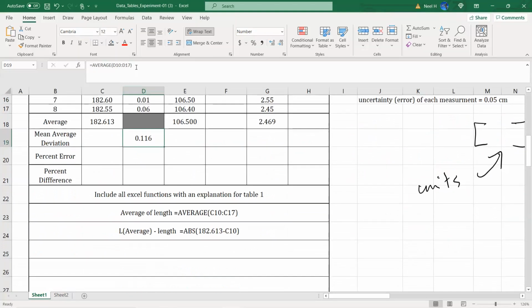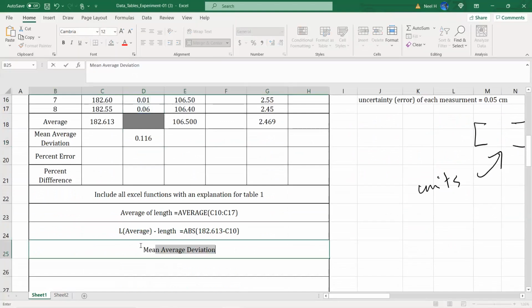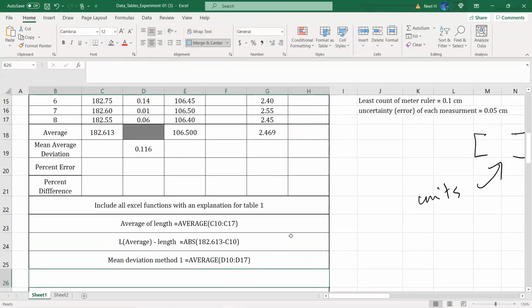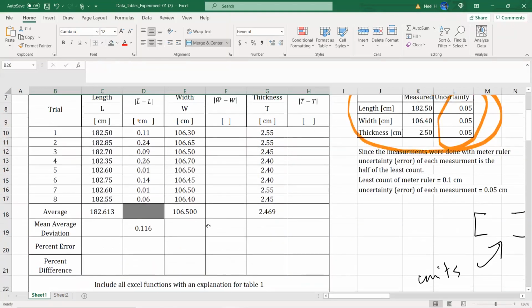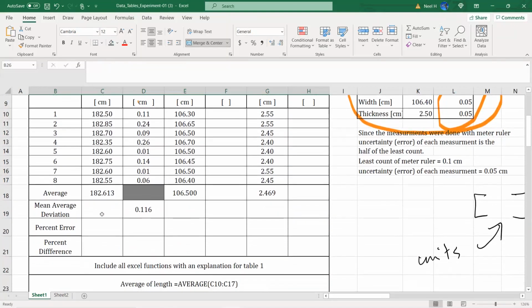We'll add that function also here. That's a different function. We can say mean deviation from L average. Mean deviation, you can say like method 1, for example, that is also fine. Method 1. Okay, so now we'll try to find the mean deviation by using the easier way.